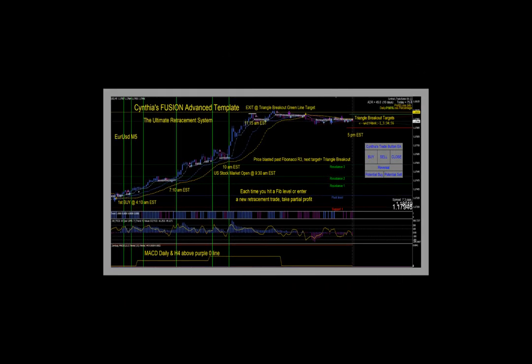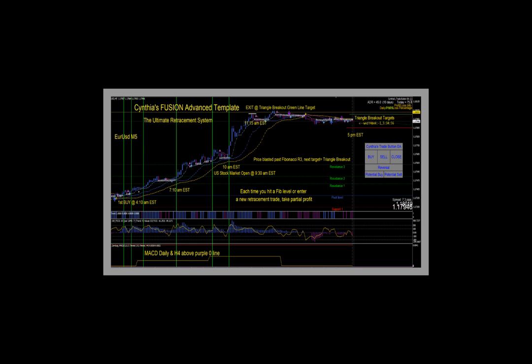This is the Euro 5-minute chart, and you can see that the stock market opened at 10 a.m. Eastern. The price just blasted past the resistance 3 of Fibonacci, and it went all the way up until approximately 11:15 a.m. and hit the green triangle breakout target, because this system does have a triangle breakout indicator, which gives you targets in any time frame.